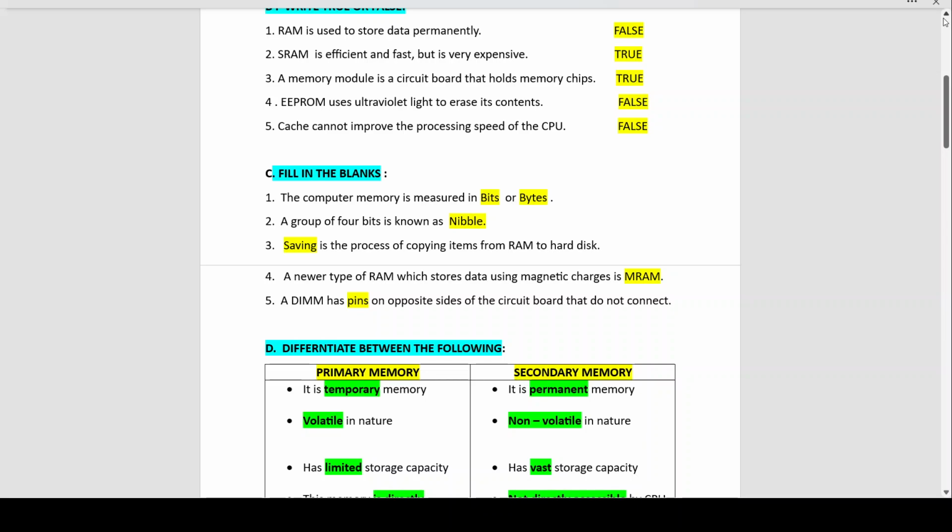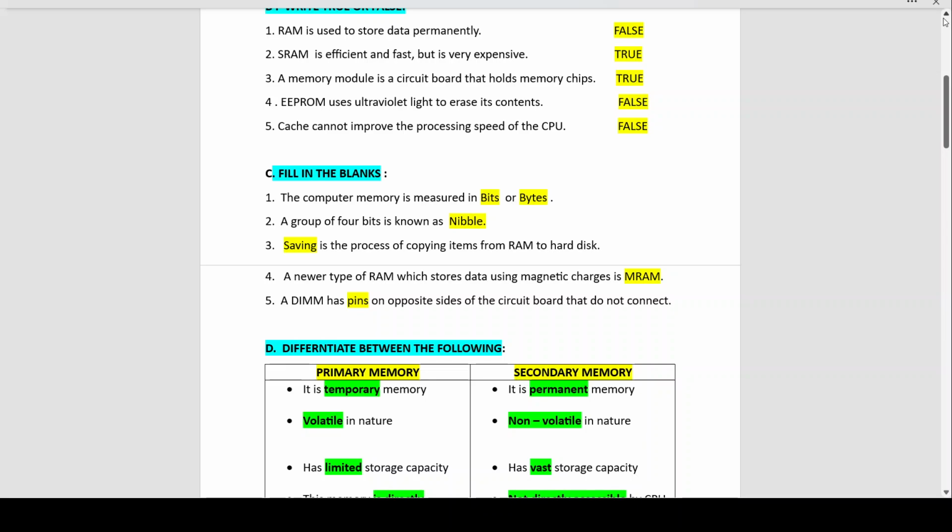Number 3. A memory module is a circuit board that holds memory chips. Yes, true. Number 4. EEPROM uses ultraviolet light to erase its contents. False. Number 5. Cache cannot improve the processing speed of the CPU. This is false. It can improve the processing speed of the CPU.